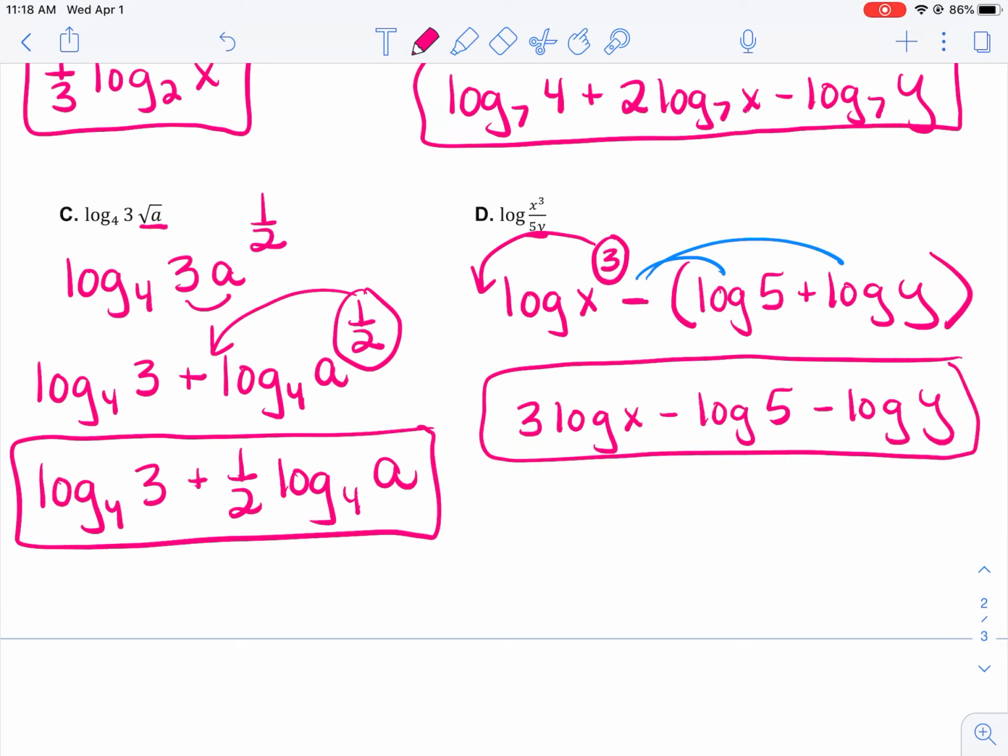Okay, and notice the only thing on top is the x cubed, and then the minus log 5 means the 5 is on the bottom of the fraction. The minus log y means the y is also on the bottom of the fraction. So anything in the bottom, in the denominator, should have a minus sign in front of it.